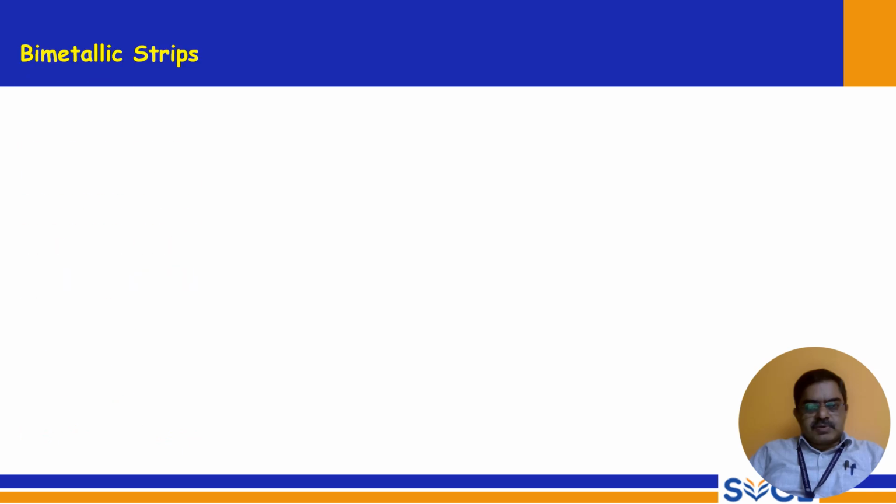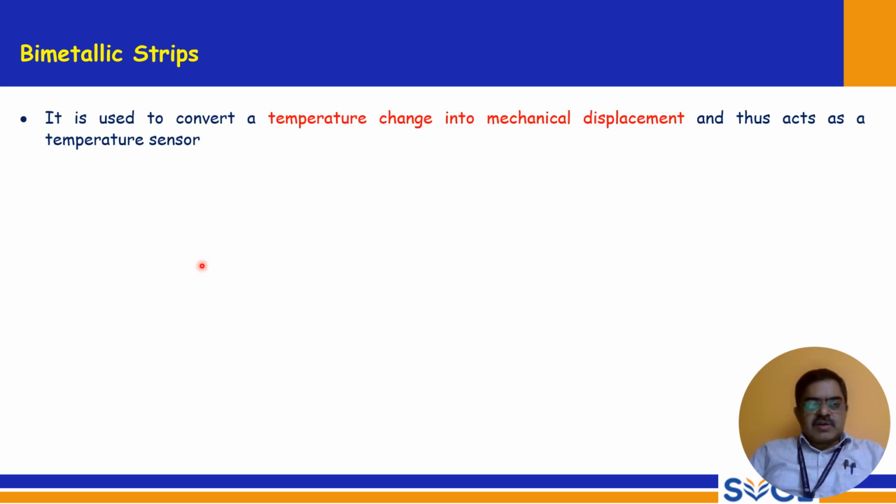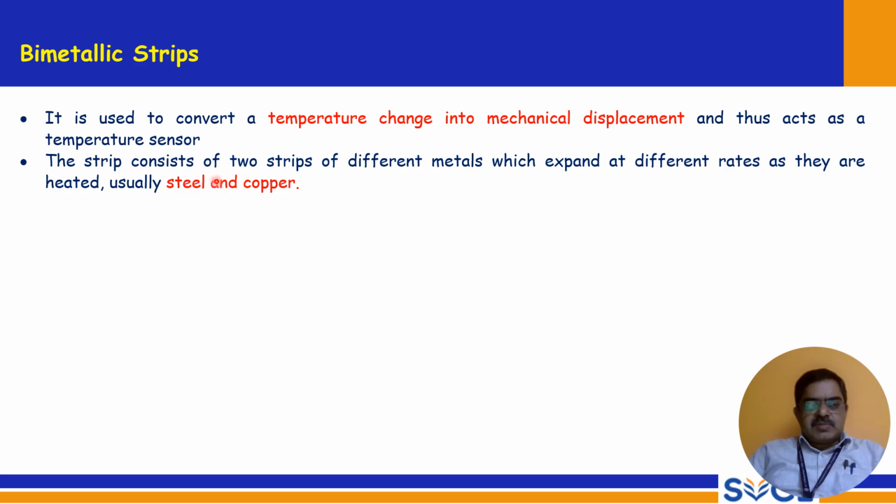So next we have bimetallic strips. Bimetallic strip is another type of temperature measuring device. It is used to convert temperature change into mechanical displacement and thus acts as a temperature sensor. The strip consists of two strips of different metals which expand at different rates as they are heated, usually steel and copper, because the temperature coefficients of these metals are different.